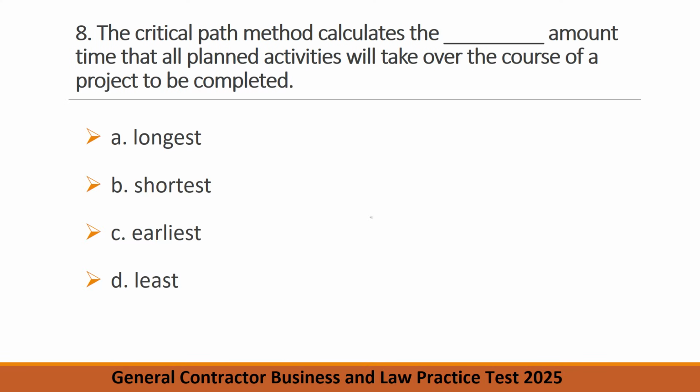8. The critical path method calculates the amount of time that all planned activities will take over the course of a project to be completed. A. Longest. B. Shortest. C. Earliest. D. Least.